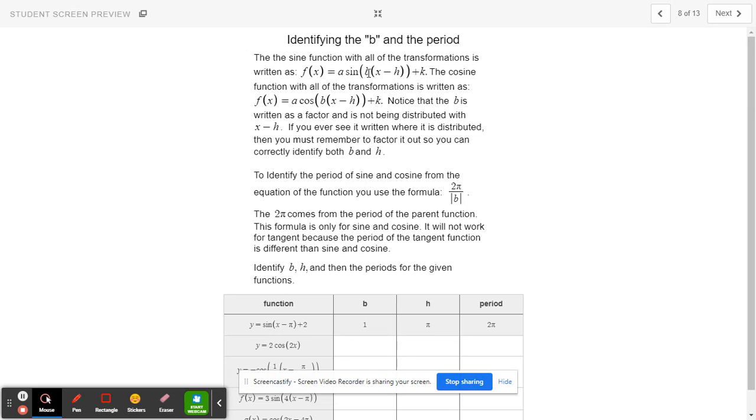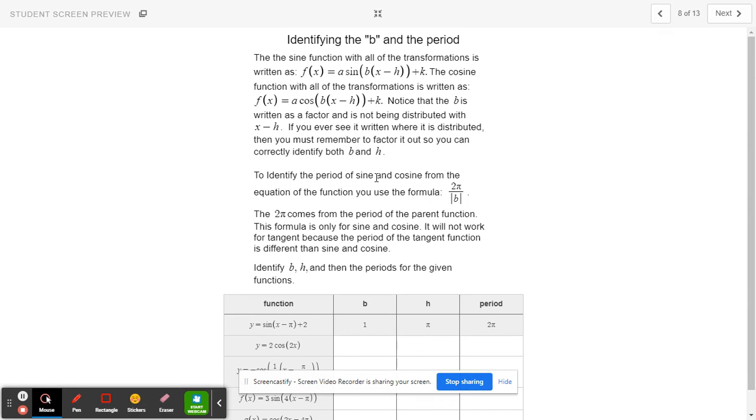All right, so we can correctly identify the b and the h. It has to be in factored form. So if you ever see it written differently, where the b has already been distributed, then you have to factor out the b, so you can correctly identify b and h.